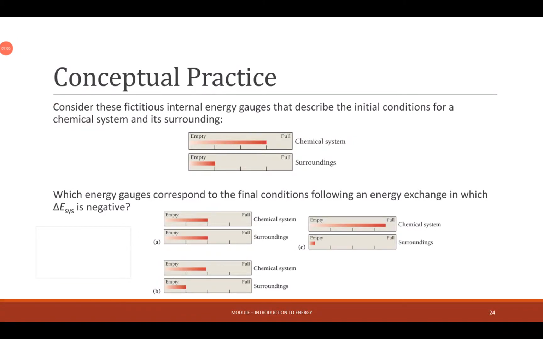Let's do a conceptual practice problem. Consider the fictitious energy gauge here, which describes its initial and final conditions. Which final condition indicates a delta E system that would be negative? Read the slide. I didn't articulate that well, but it's there.